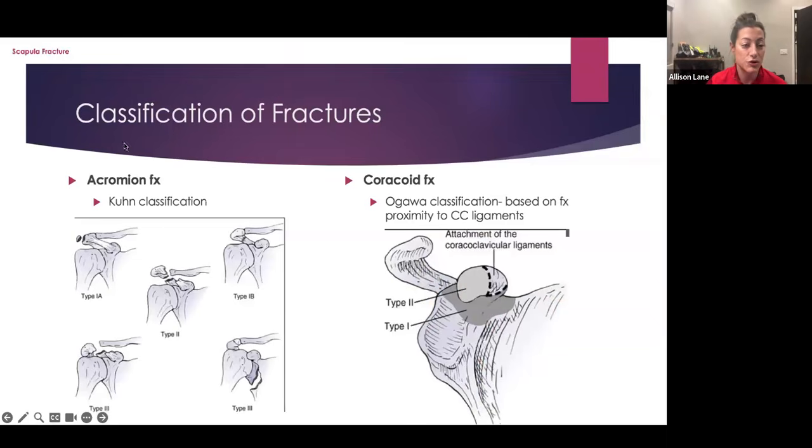So then when you talk about the acromion fractures, you have the Kuhn classification. So you go from minimally displaced here, or the avulsion here, which are pretty minimal, to you have some displacement, but the subacromial space is fine, to you have some impingement of the subacromial space, and that's obviously a little bit more of a concern. And then with coracoid fractures, you have the Ogawa classification. And this one's great. This one's super easy. Essentially, you're just relating it to proximity to the coracoclavicular ligaments. If it's distal, it's a type 2. If it's proximal, it's a type 1. I love that one. It's the best.